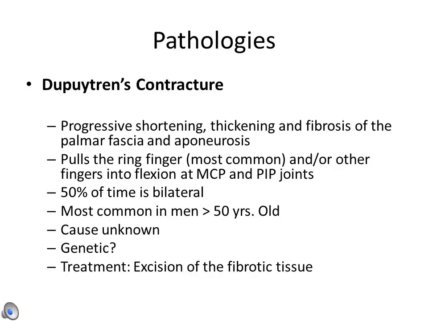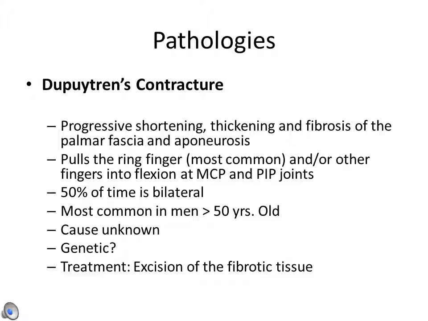Dupuytren's contracture is a progressive shortening and thickening of the palmar fascia and aponeurosis. This contracture most often causes the ring finger and or other fingers to pull into flexion at the metacarpophalangeal joint and proximal interphalangeal joints.